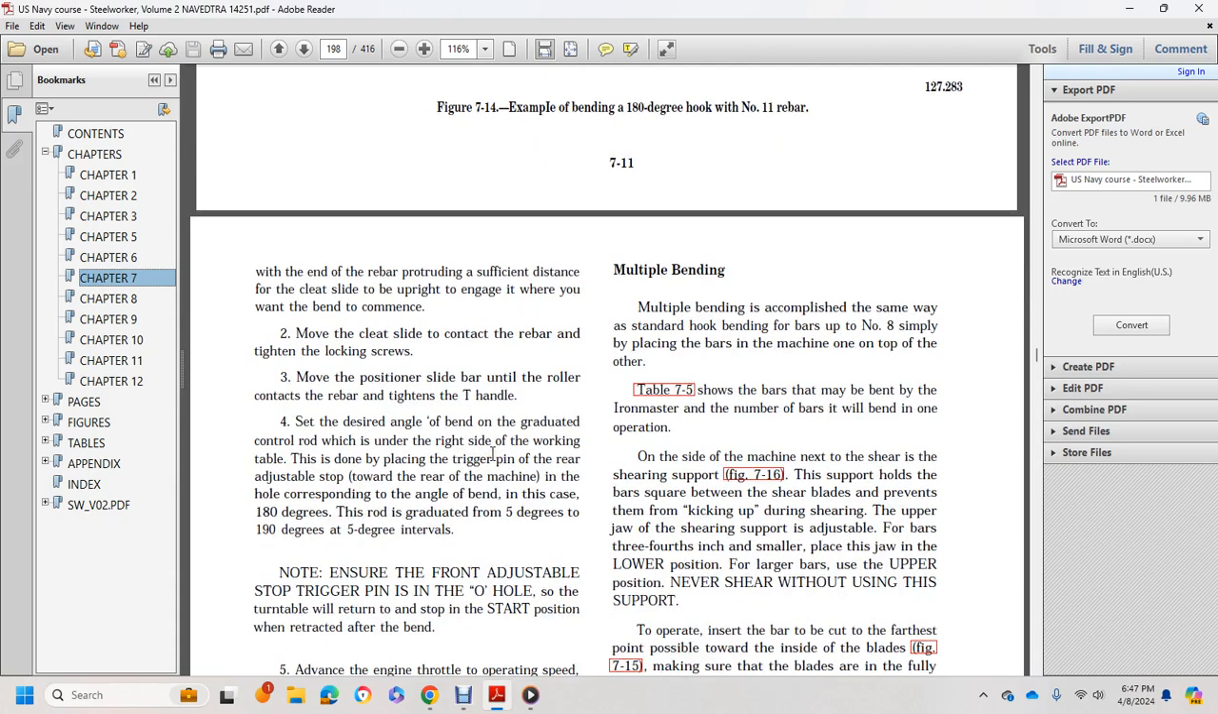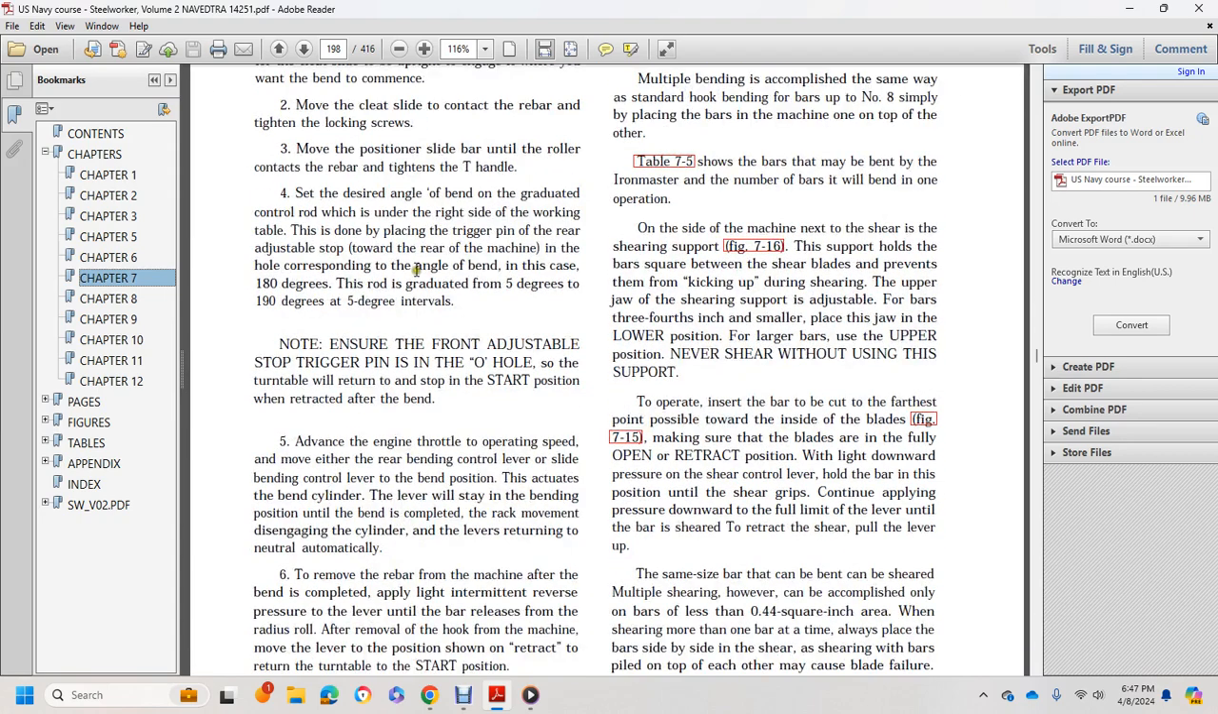Four, set the desired angle of the bend on the graduated control bar under the right side of the working table. This is done by placing the trigger pin in the rear adjustable stop at the rear of the machine, in the hole corresponding with the angle of the bend. In this case, it's 180 degrees. The rod is graduated in 5 degree intervals up to 190 degrees. Note, ensure the front adjustable top trigger pin is in the O hole, so the turntable returns to the start position, retracted after the bend.